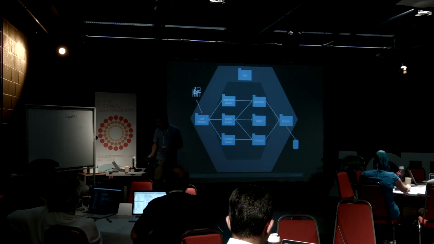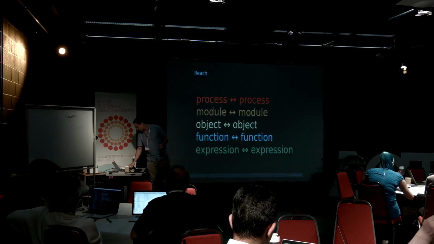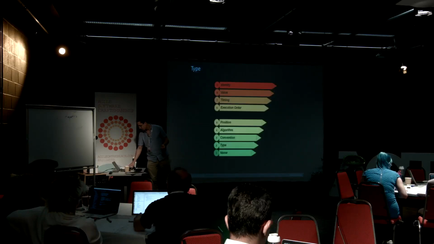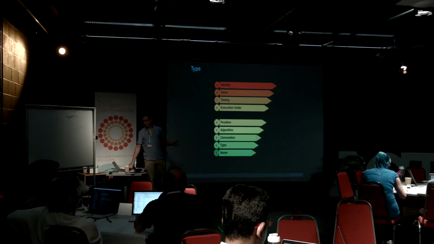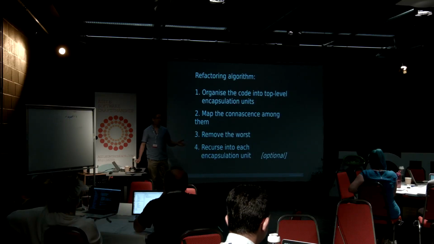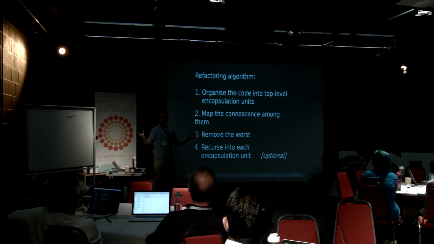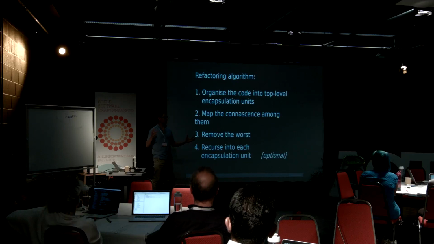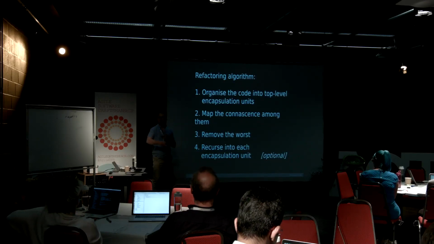Okay, so brilliant, right? Well done, everybody. Let's go through all this. So now we understand this a wee bit better. We can say, there's these connascences, the extent and the reach is important. And we can propose a different refactoring algorithm. Find the top level encapsulation units. We want highly cohesive top level packages that we can plug together in different ways. Map the connascence, remove the worst, go down.